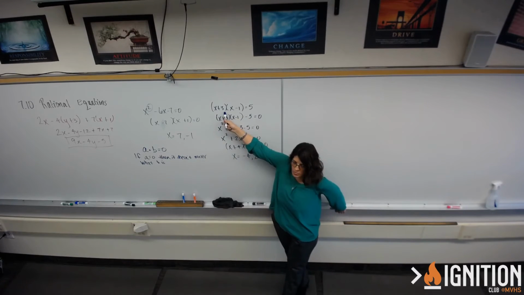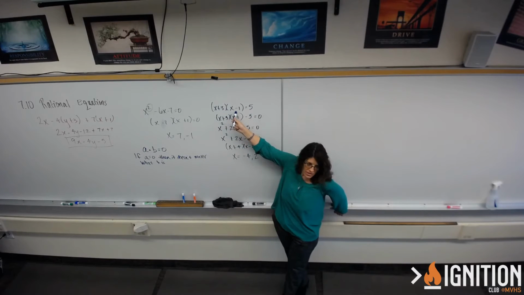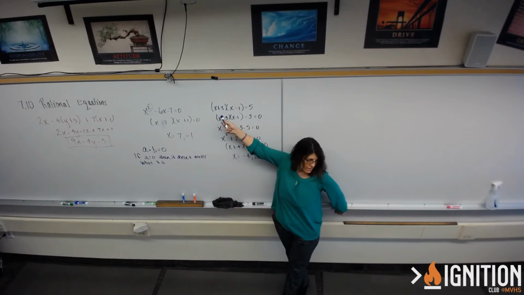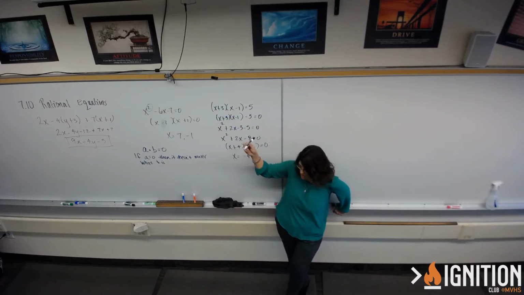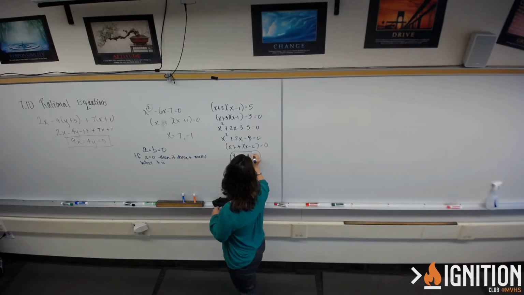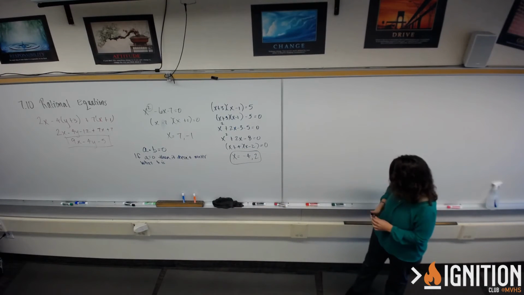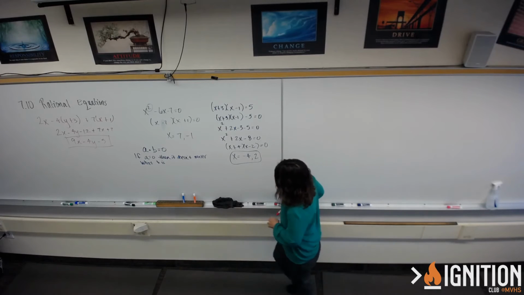What's -4 plus 3? -1. What's -4 minus 1? -5. What's -1 times -5? 5. Perfect. 2: what's 2 plus 3? What's 2 minus 1? What's 5 times 1? Boom, it works. Excellent. Well, the 2, that was pure luck that the 2 worked.